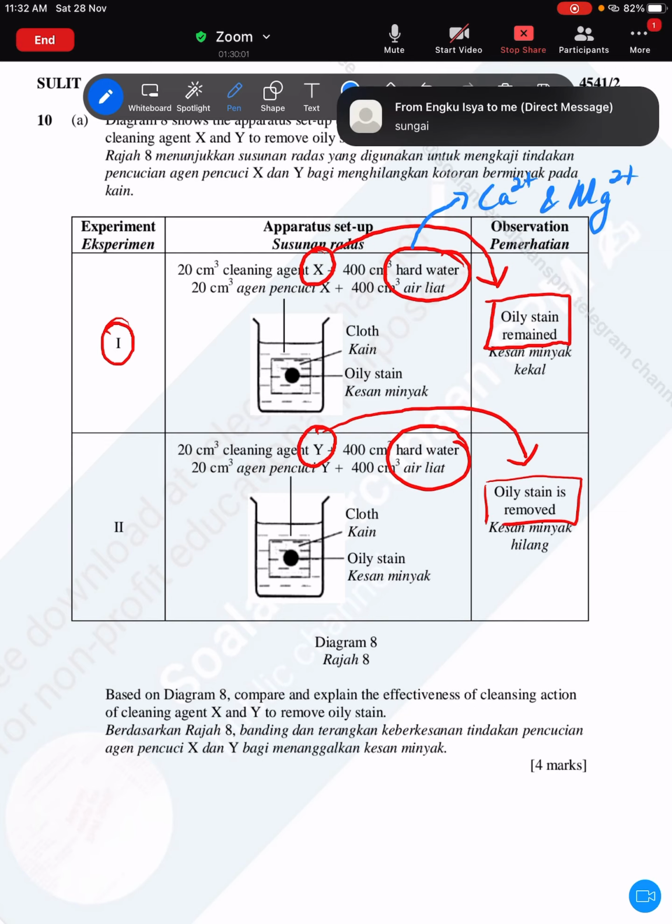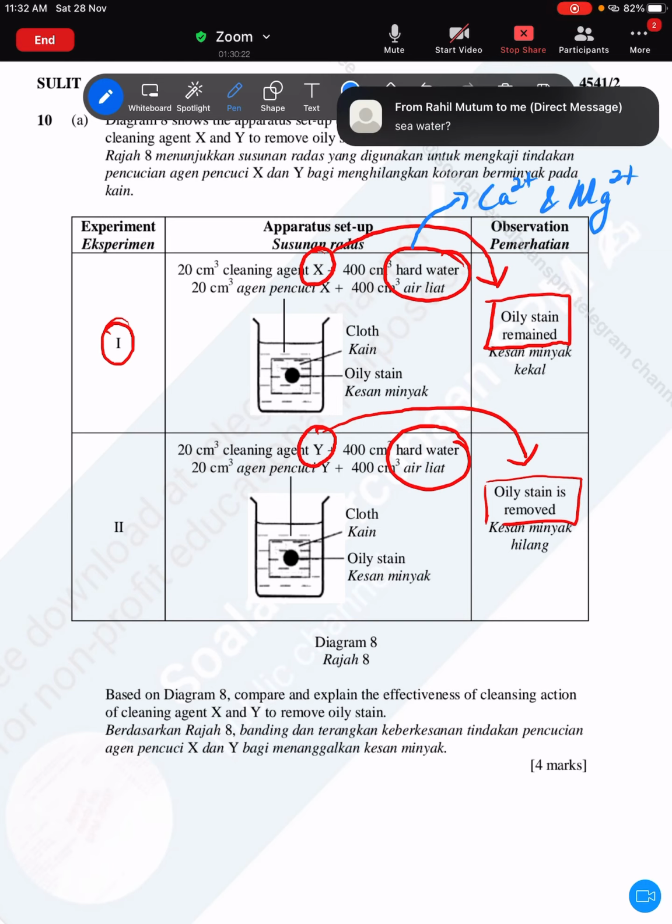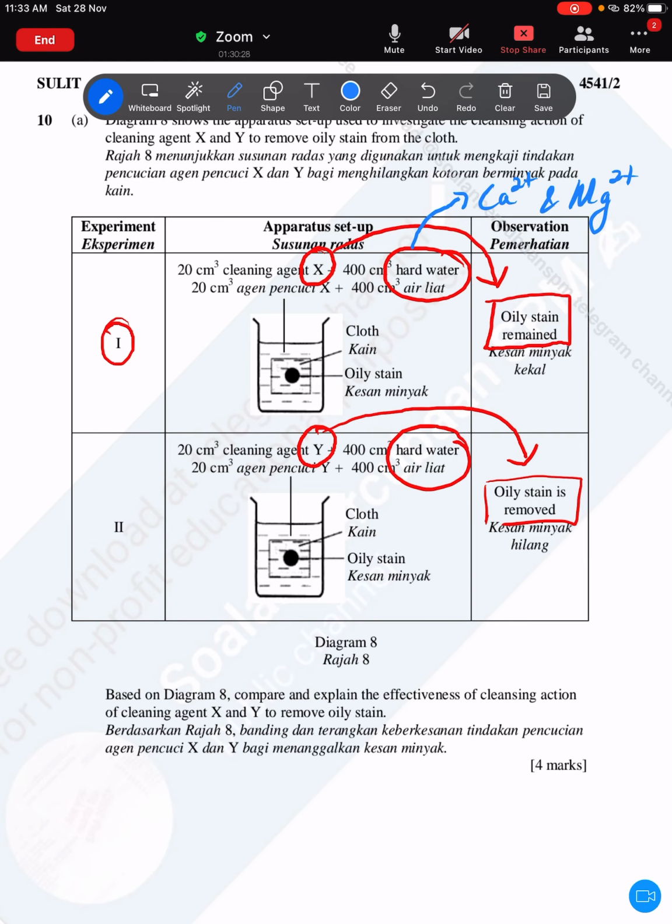What water is called hard water? River water, yes. Anything else? Pipe water sometimes, yes. Well water. Anything else? Oh, our mineral water. Yes, Rahil, you are right as well. Our mineral water does contain calcium and magnesium. Therefore, the mineral water that we drink is actually a type of hard water.